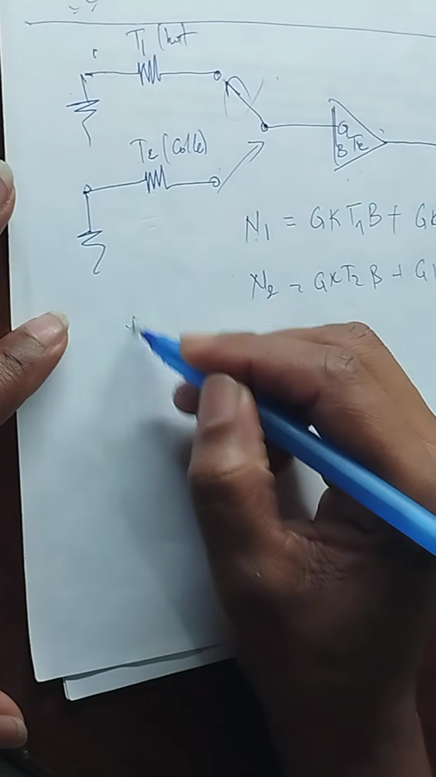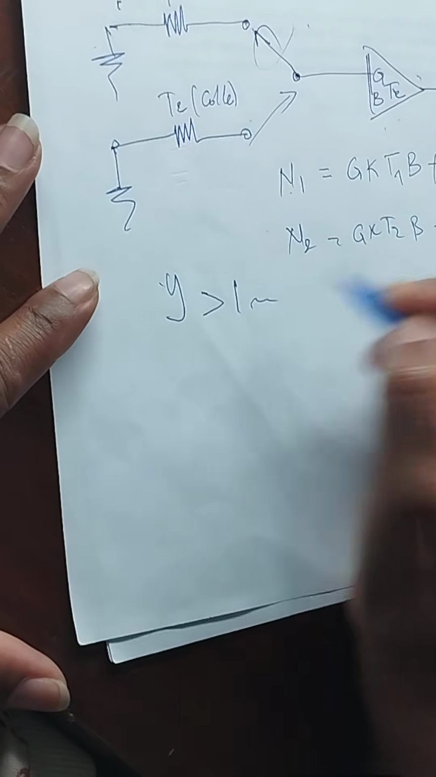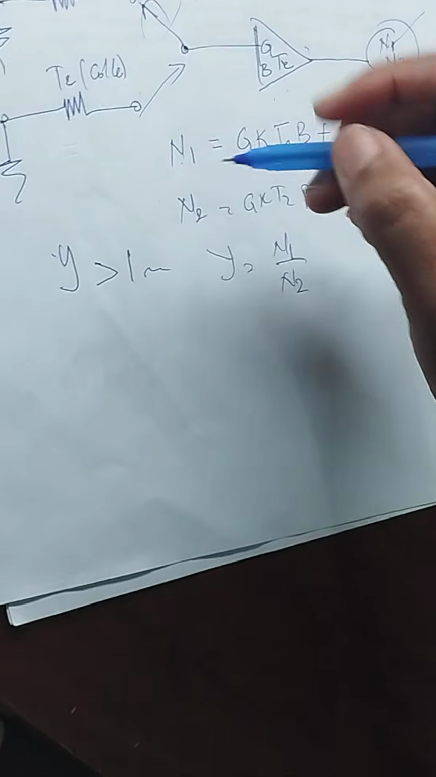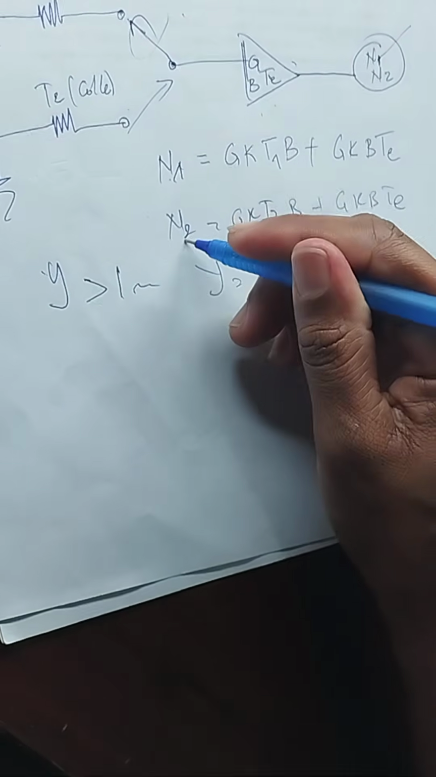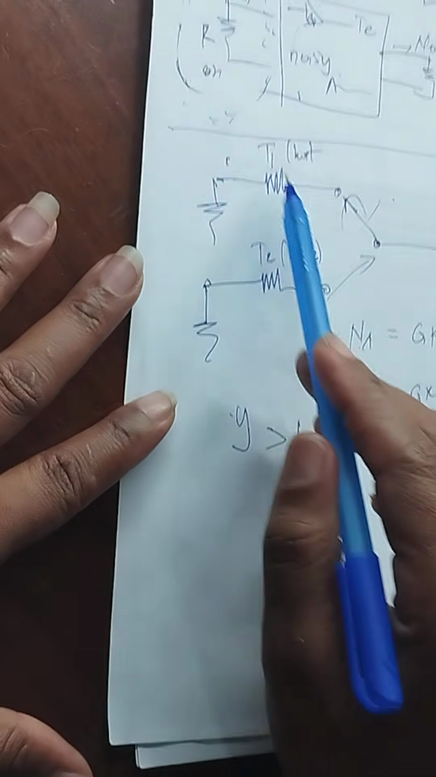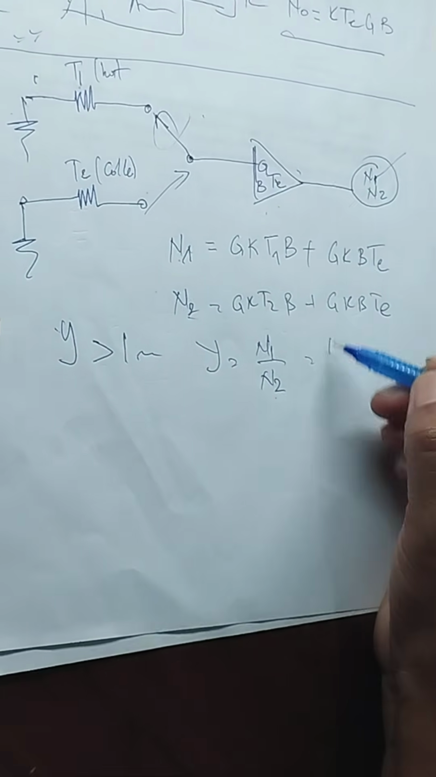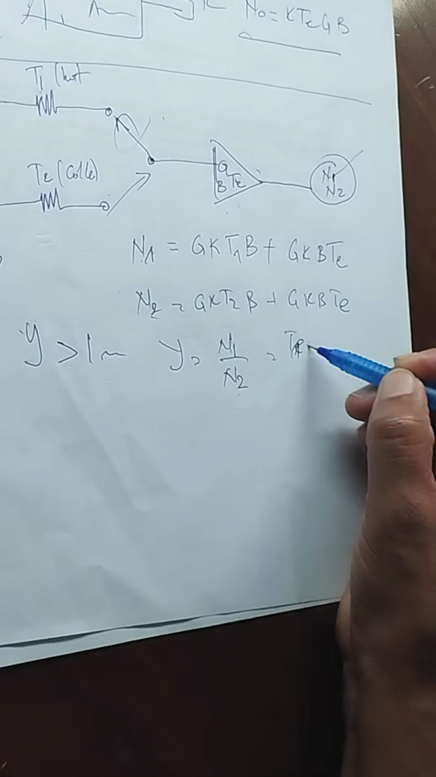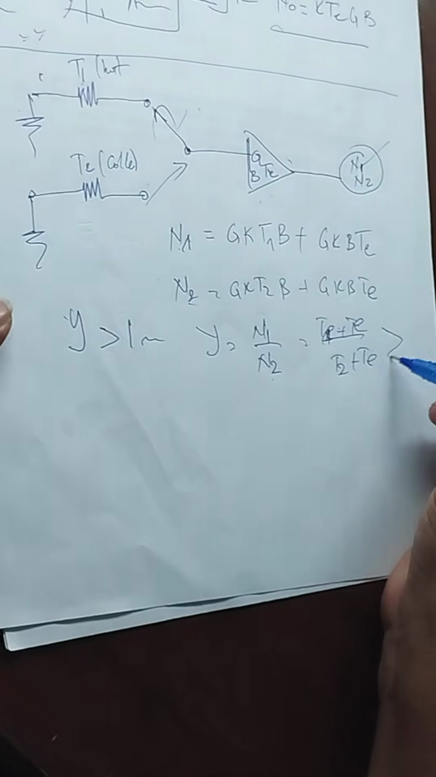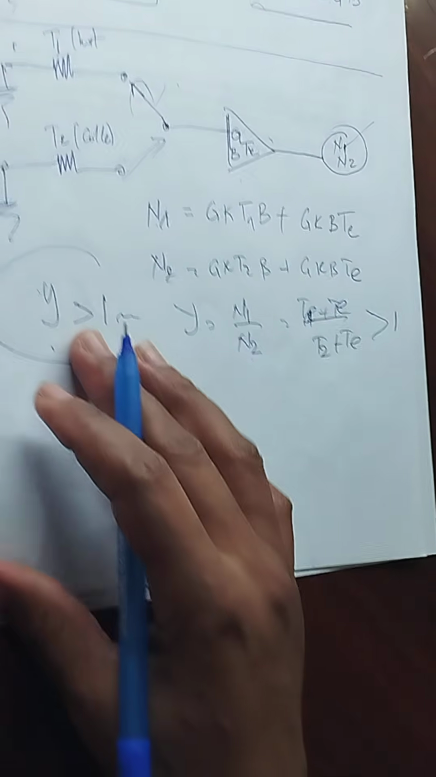And again, you remember, for this Y factor to exist, it should be greater than 1. So the formula of the Y factor is N1 over N2. If you call this one 2, it should be N2. If you call this one 3, it should be N3. So it's N1 over N2, which is in fact T1 plus TE over T2 plus TE. And this one should be greater than 1. So for the Y factor to exist, it should be greater than 1.